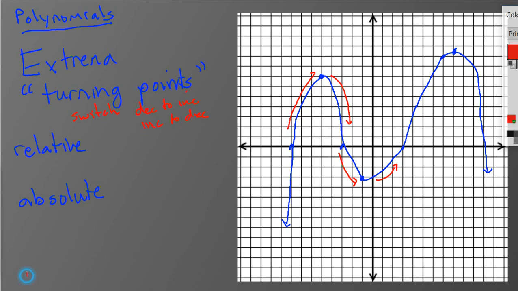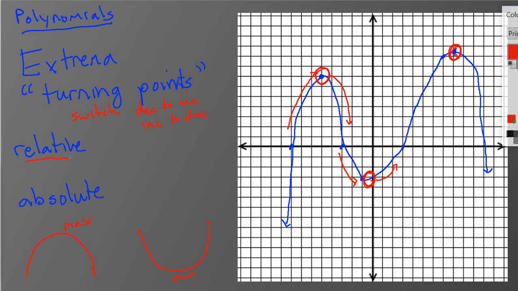We could have what looks like a hill, which is going to be a max, or we have a valley, which is going to be a minimum. So right here, we have a max. Right here, we have a min. And right here, we have a max. So we could have lots of these.